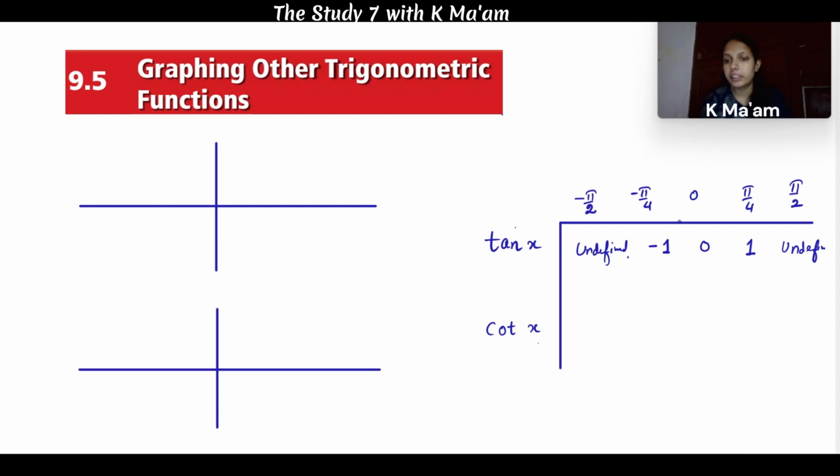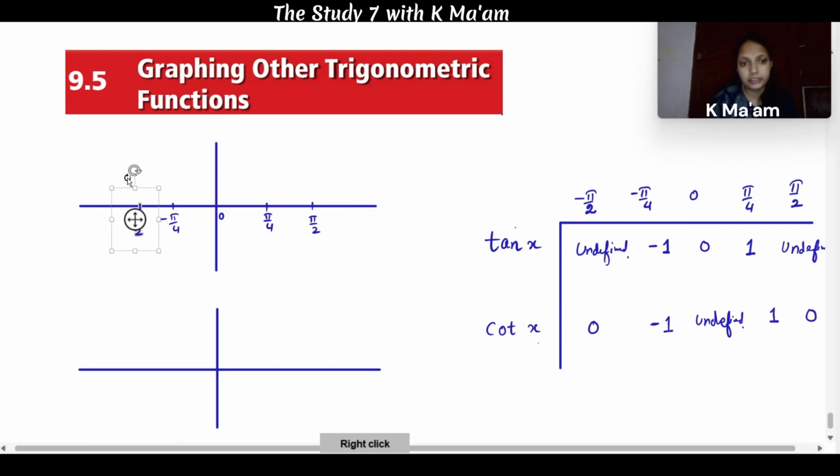Now cotangent. Cotangent at negative pi by 2 is 0. At negative pi by 4, it's negative 1. At 0, it is undefined. At pi by 4 it is 1 and at pi by 2 it is 0. So 0 is there, pi by 4, pi by 2, negative pi by 4 and negative pi by 2.